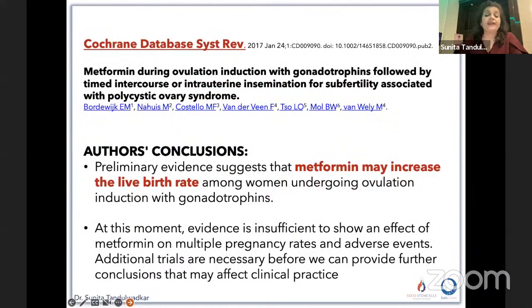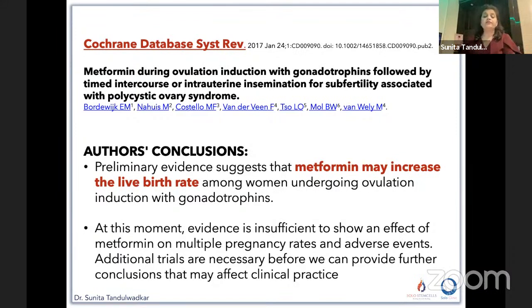But if it is the addition of gonadotrophins, metformin can increase the live birth rate if you add it on with the gonadotrophin. So if my PCOS patient is a CC failure or letrozole failure or resistance, and I'm adding gonadotrophin as a second line of treatment, then metformin addition will help to increase even the live birth rate. So what I do in my ovulation induction for PCOS, I give letrozole and metformin both.